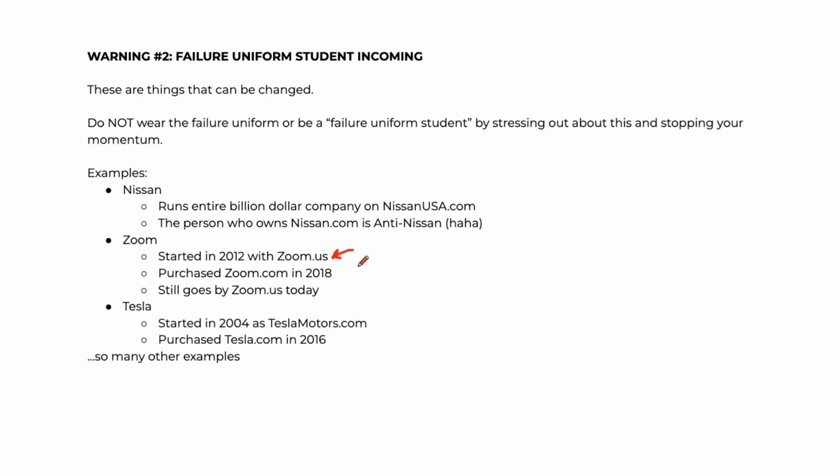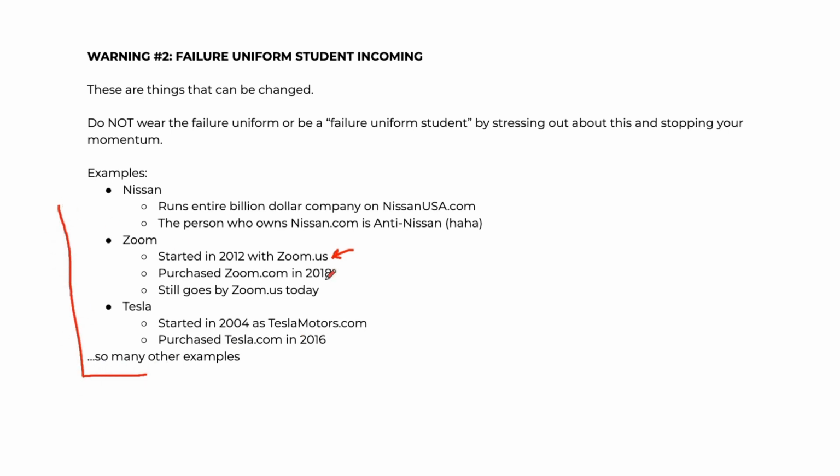So think about that. Same thing, Tesla, the car company, okay? They started off in 2004 as teslamotors.com, okay? And it took them all the way until 2016 where they were actually able to go ahead and acquire the domain name tesla.com. And there are so many other examples of this that I can go into.